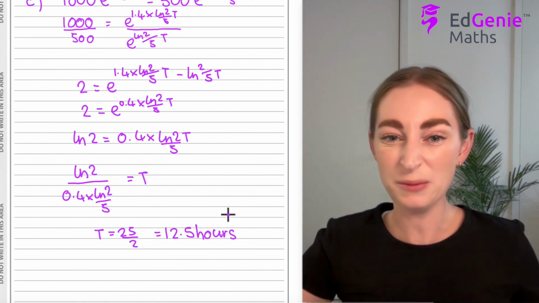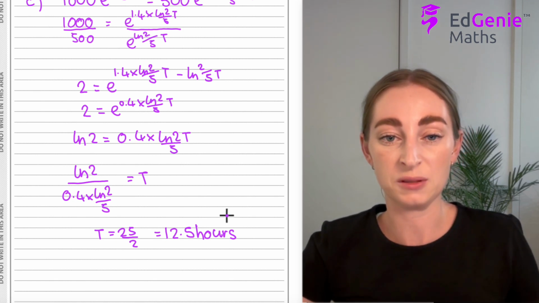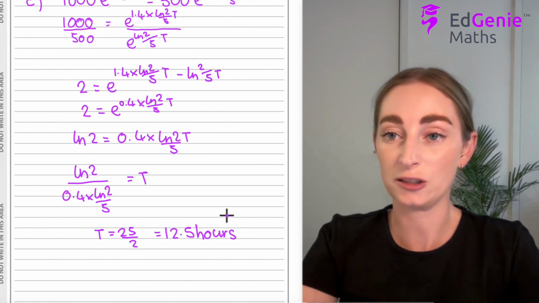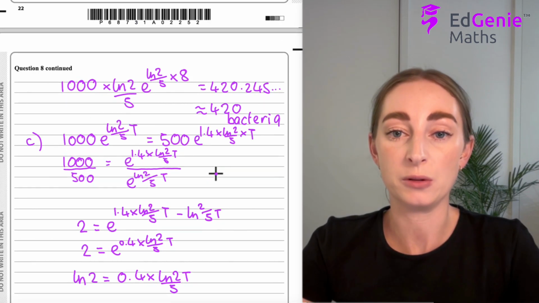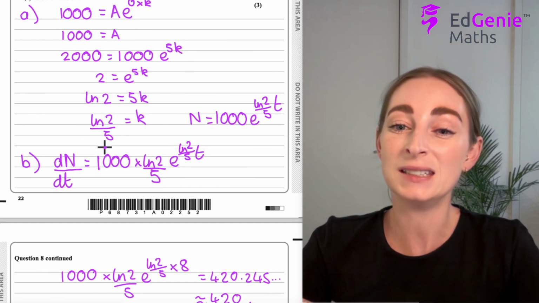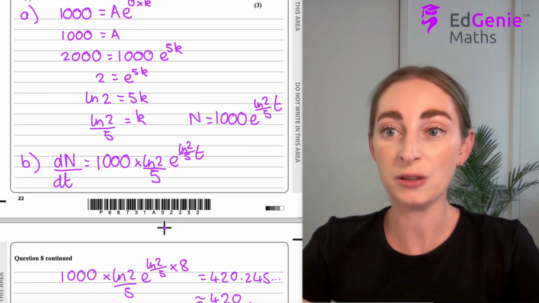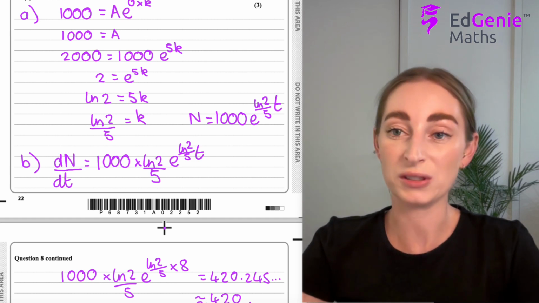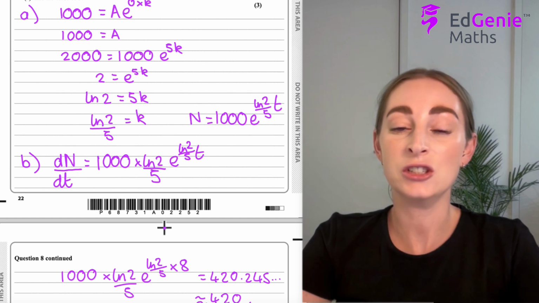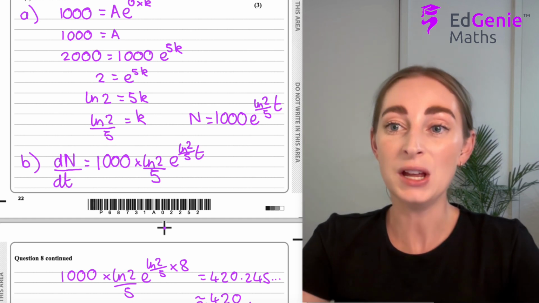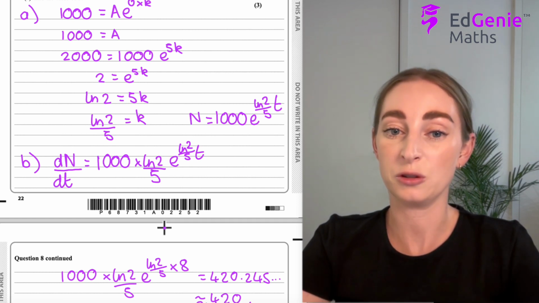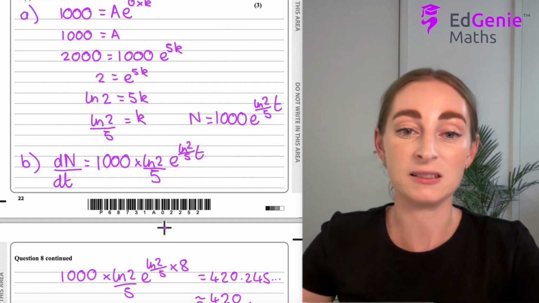That question was actually fine, wasn't it? Once we got started, it wasn't too bad. So the examiner report said that the main issues were getting the accuracy mark. And the reason for that was because up here, when we found out our value of k, they put this as a decimal. So then all the way through the question, it meant that the answer wasn't exactly accurate. So when you've got something like this, like ln 2 over 5, unless it tells you to put it to 3 decimal places or something, just make sure you leave it in exact form, because then you're not going to have accuracy errors later on.